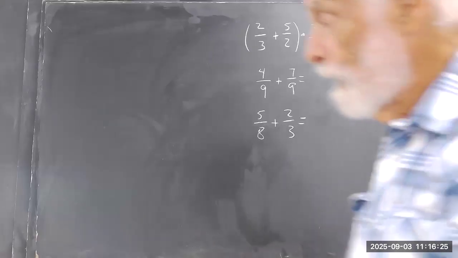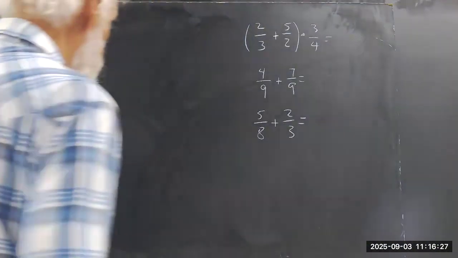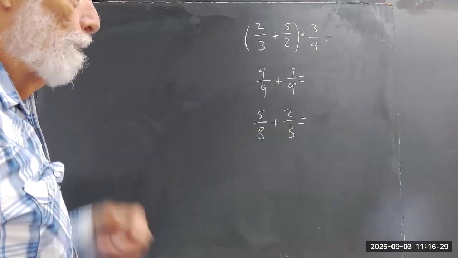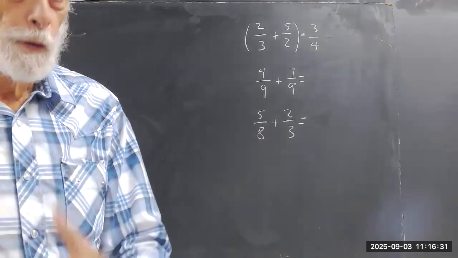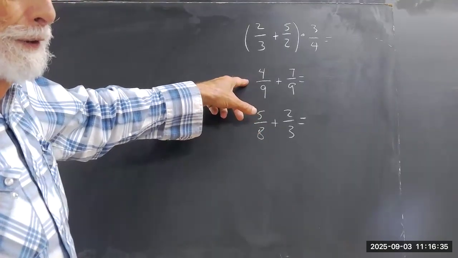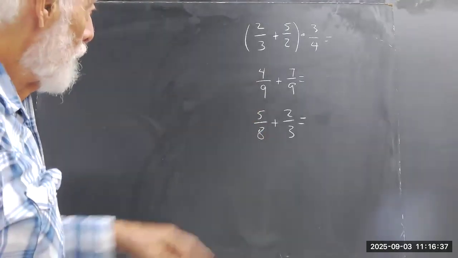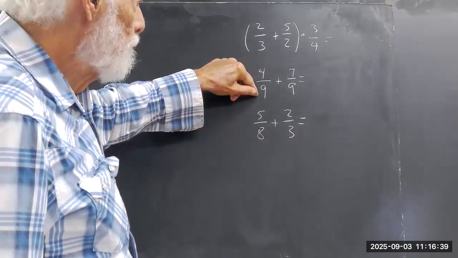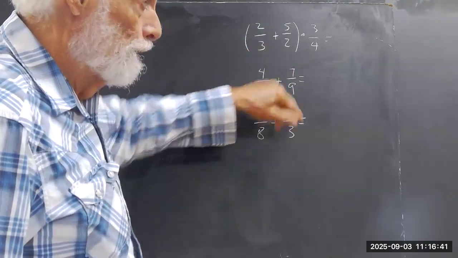Okay. So I think we're ready to go here. So we have three problems. I'm going to do the last one first. Actually, I'll do the second one first because the second one's really easy. Okay. It's 4/9 plus 7/9.